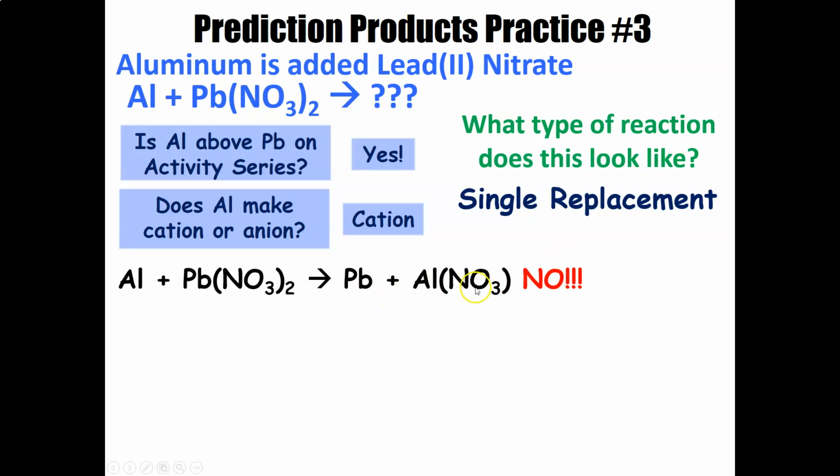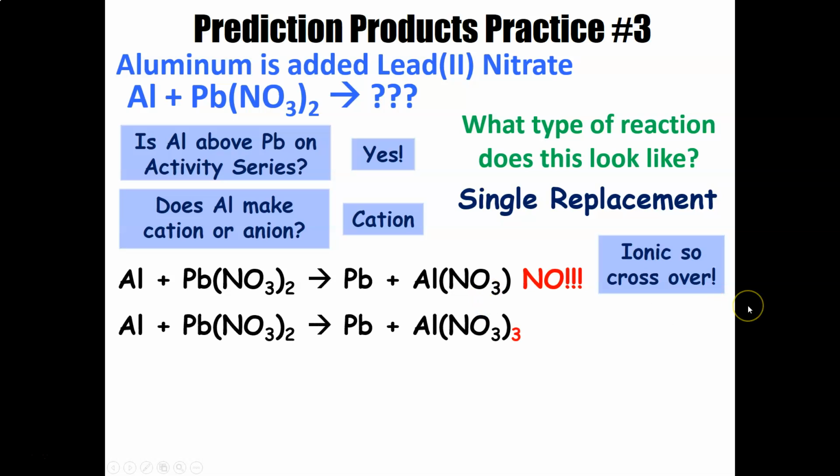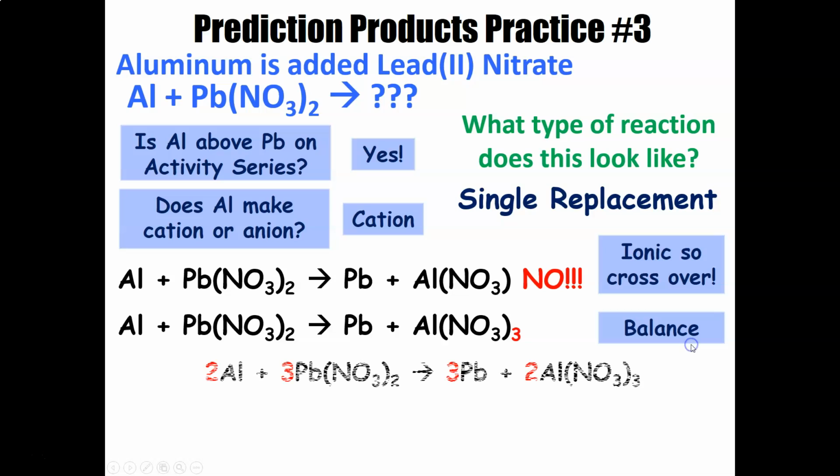But this is not a valid neutral formula. I need to cross over. Well, aluminum makes a +3. This is a -1. So I cross over and I get aluminum nitrate comes with 3 nitrates. Now I don't have the same number of things on each side. So now I'm going to go through and I'm going to balance.